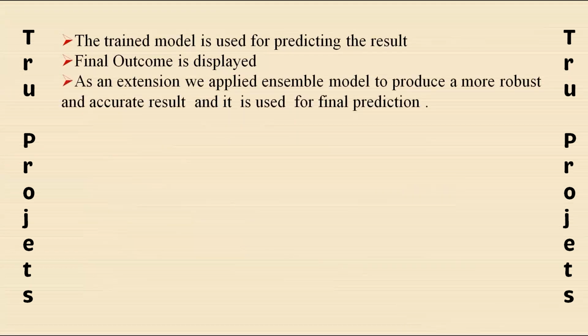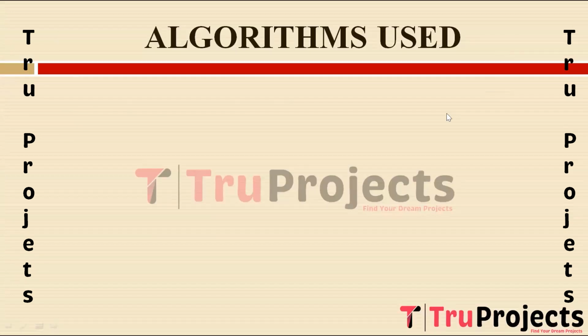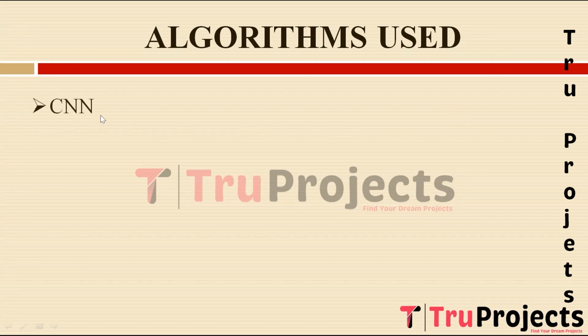This project has an extension to the primary model: an ensemble model is introduced. Ensemble models combine the predictions of multiple individual models to produce a more robust and accurate result. The ensemble model integrates the outputs of different algorithms such as convolutional neural network CNN, bidirectional models, and gated recurrent units. Algorithms used in the project are CNN, convolutional neural network.